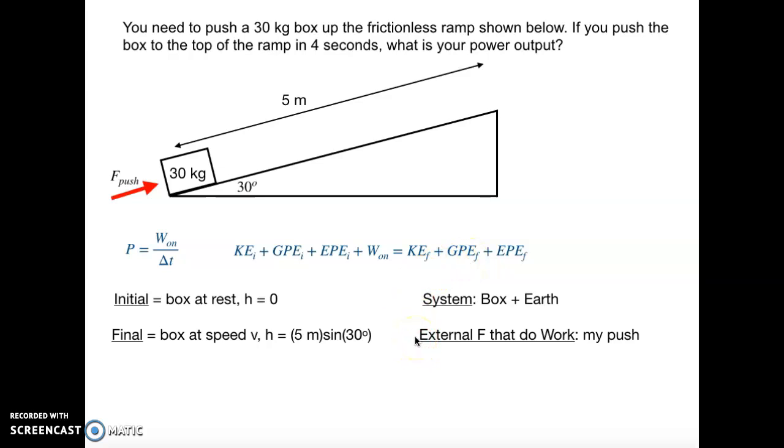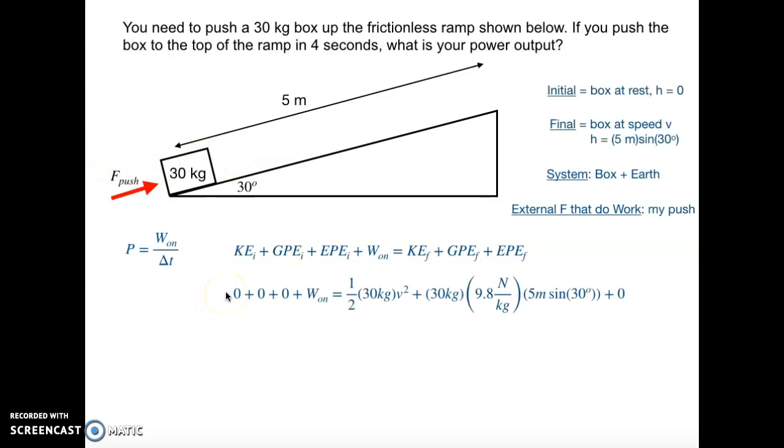Are there any external forces that do work? Yes. Your pushing force will do work on the system. So I am not part of the system. I am the one exerting this force, so that is an external force. I push along the ramp. The displacement is along the ramp, so that force will definitely do work. In fact, it will do positive work.